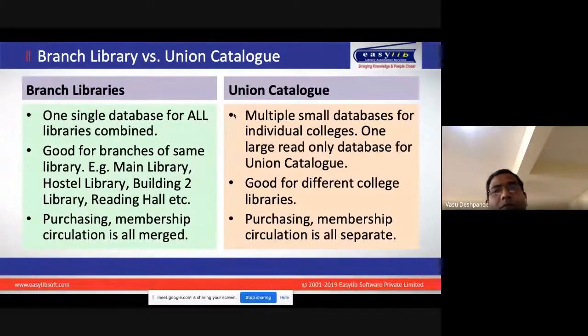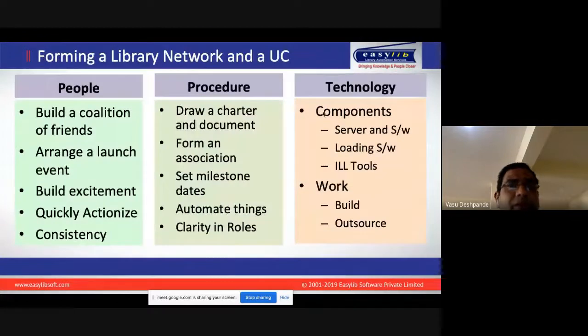So let's go more into the union catalog, which is more complex, because if you are forming a union catalog of your town, you need to talk to 10 colleges. So how do you do that? There are 3 components. First is the people component. Second is the procedure. Third is the technology.